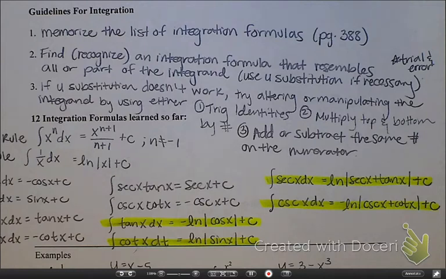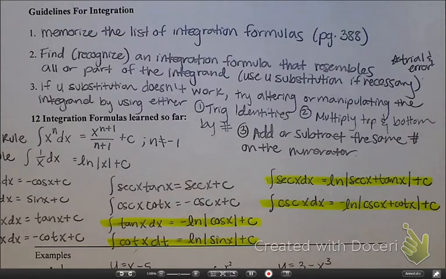Number 2, find or recognize an integration formula that resembles all or part of the integrand, and use u substitution if necessary. This is kind of a trial and error part of the integration things, so you have to kind of look to see if there's something that looks familiar that could possibly be one of our integration formulas and try and make it fit one of the rules that we know, and then use u substitution in order to make the rest of it work.